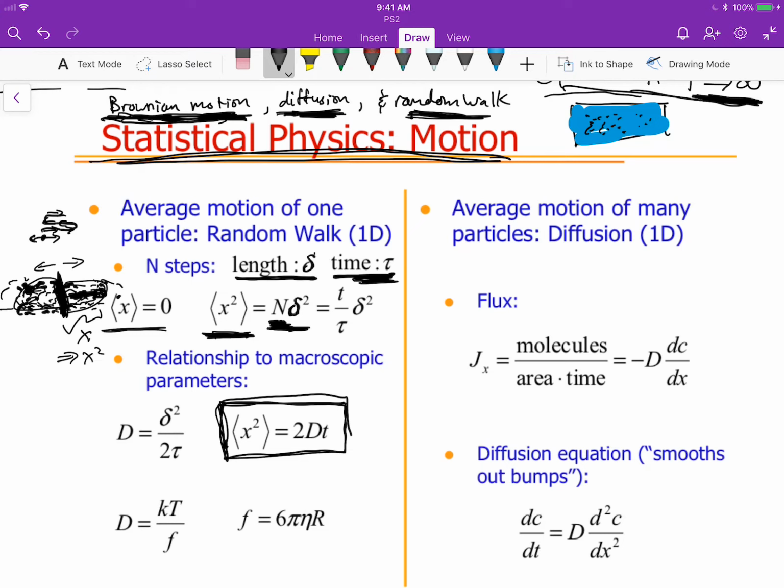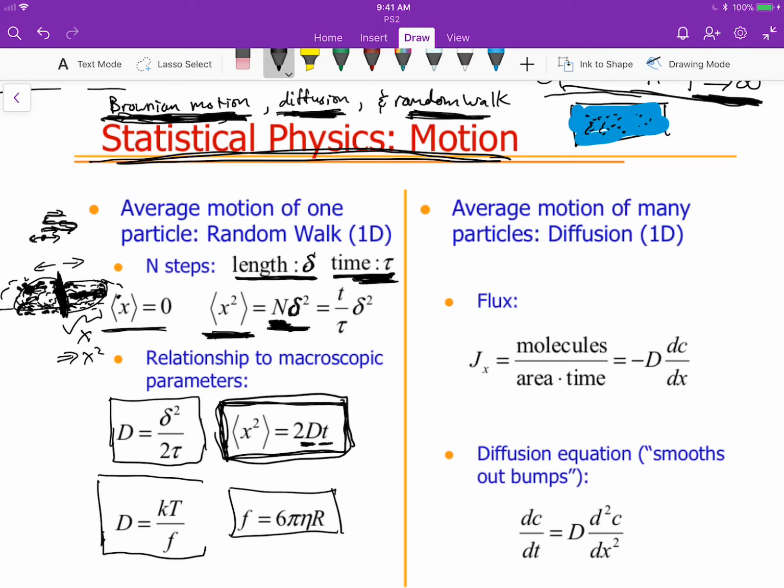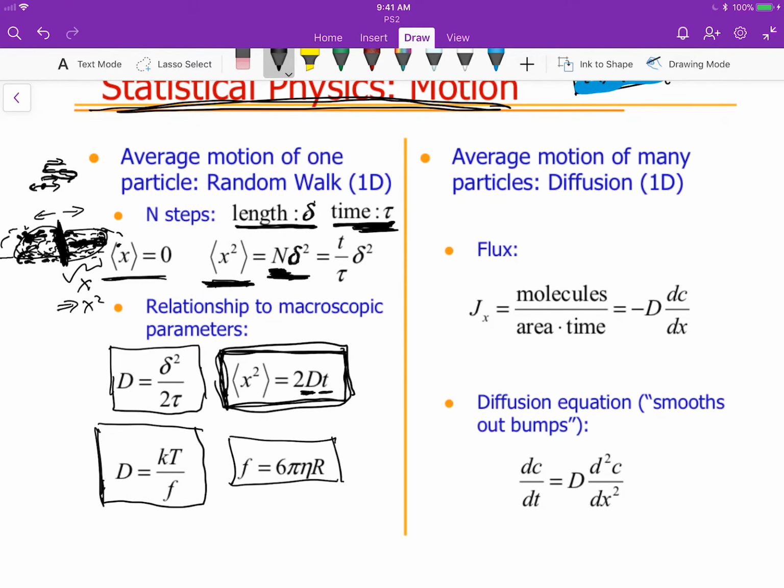The really important equation is our average x squared is equal to 2 times the diffusion constant times time. We can relate our D, our diffusion constant, in this equation to our random walk. Or if we have just a sphere, and you did this in the lab, we can use the friction coefficient for a sphere to calculate our D for that sphere using this equation.